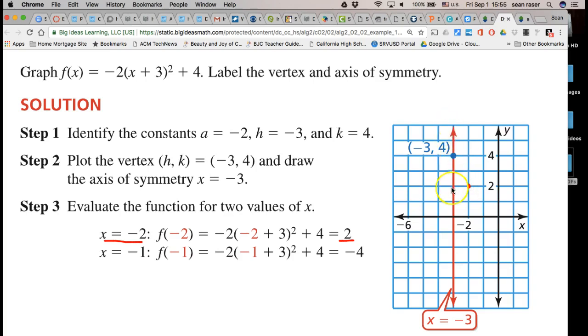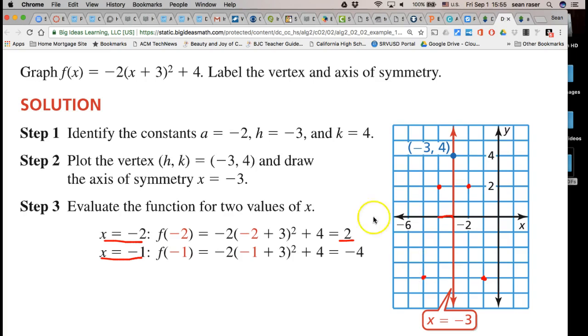Now, because this is symmetrical, we know that if we go out the same distance to the left, we're also going to have a point at the same y value. Okay, so -2 is 1 unit to the right, and that's at y equals 2 is our point. If we go 1 unit to the left, we're going to have another point at y equals 2. And for x equals -1, since this is 2 units to the right, if we go 2 units to the left, we know we're also going to have a point at -4.